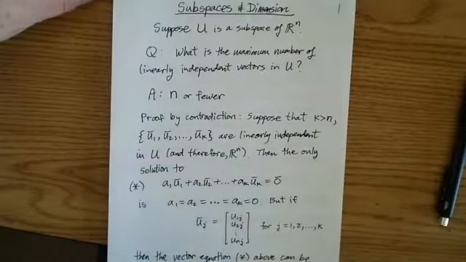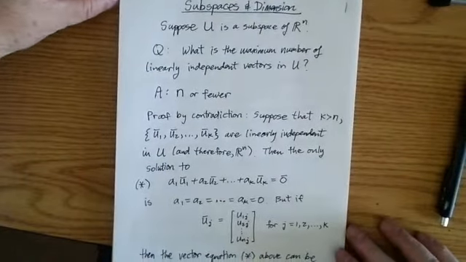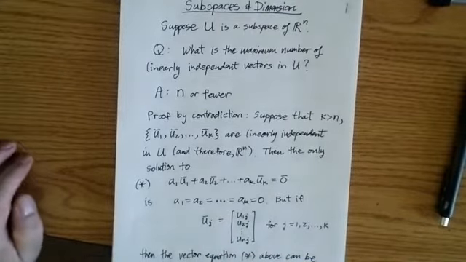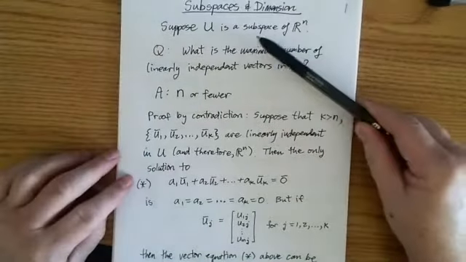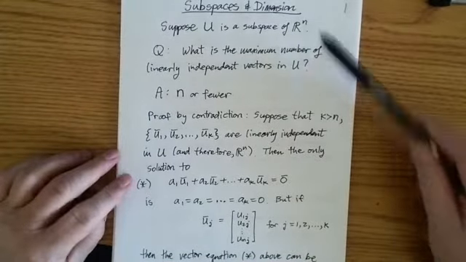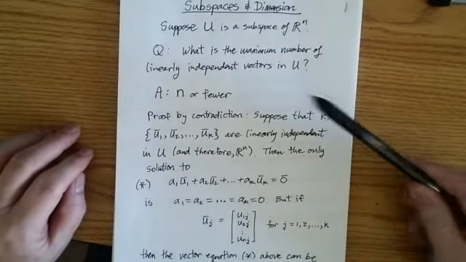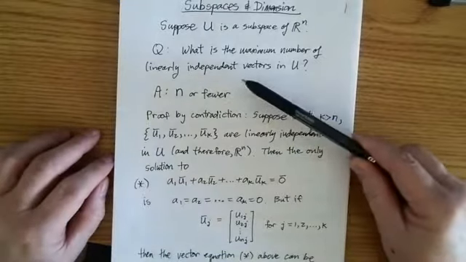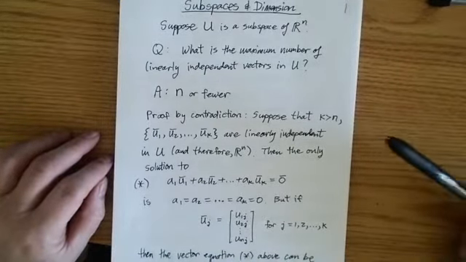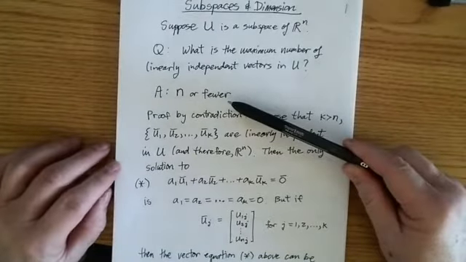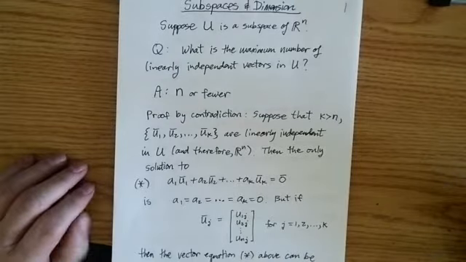Okay, I wanted to create a quick video here dealing with subspaces, vector spaces, and dimension. Let's start out like this. Suppose U is a subspace of Rn. Here's a quick question, and we want to start with: what is the maximum number of linearly independent vectors in U? Does such a thing exist? In fact, yes, the answer is n or fewer, and I'm going to prove that by contradiction here.